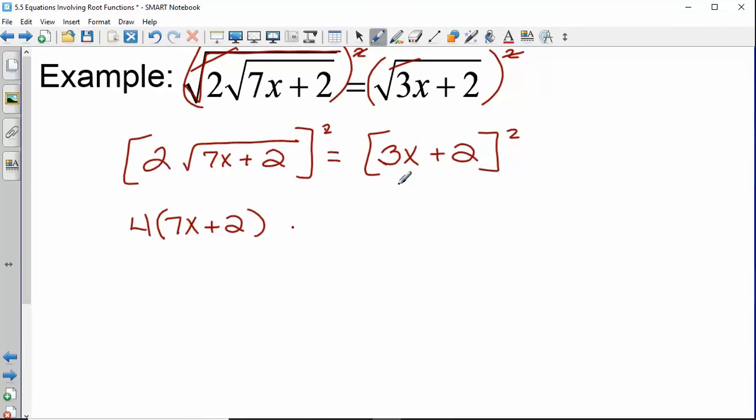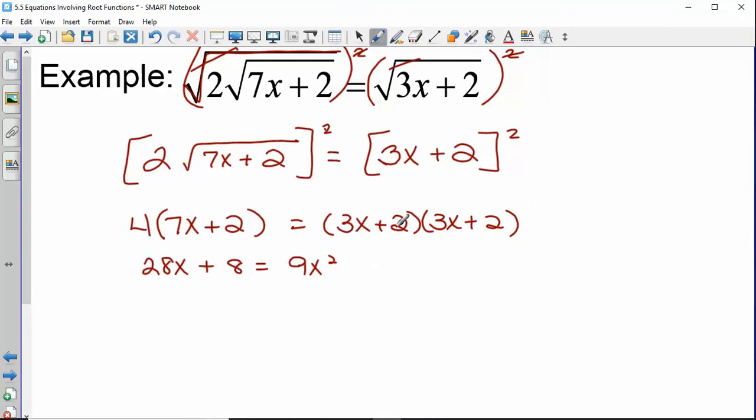On the right, how am I going to square this? FOIL. 6x plus 6x would be a plus 12x plus 4. Next step. So 12x minus 28x, negative 16. 4 minus 8 is negative 4.